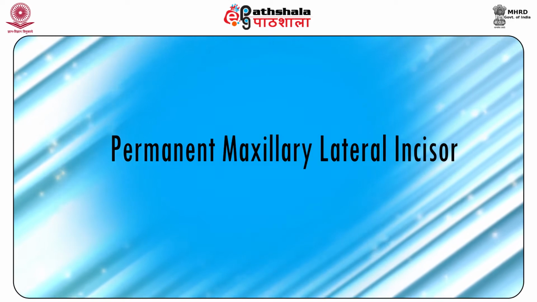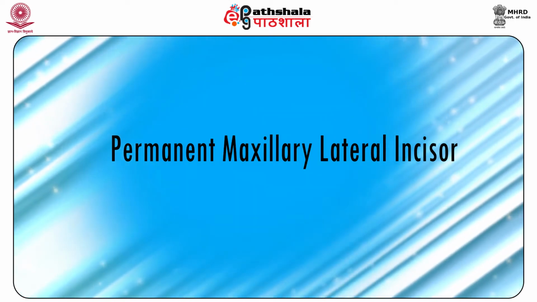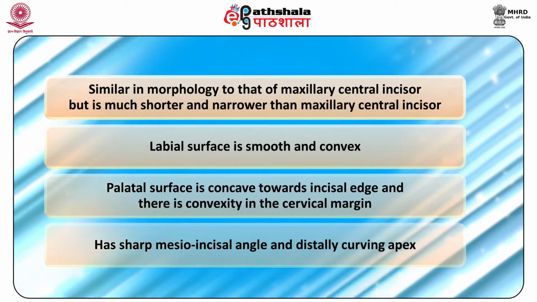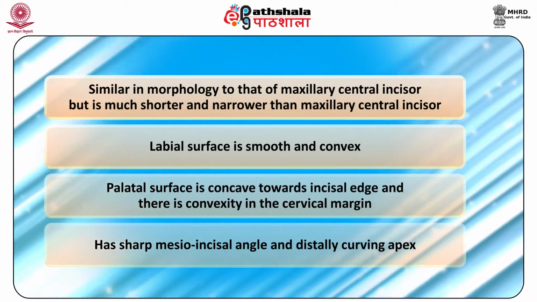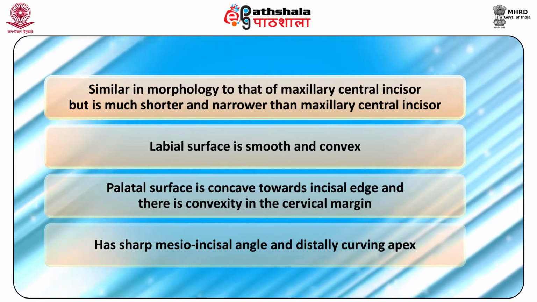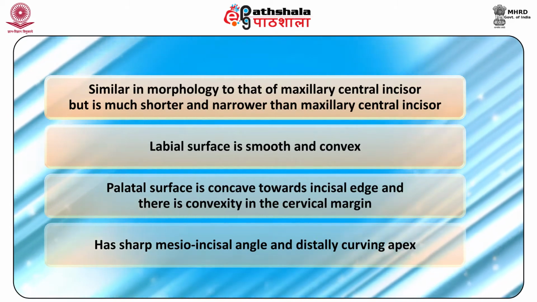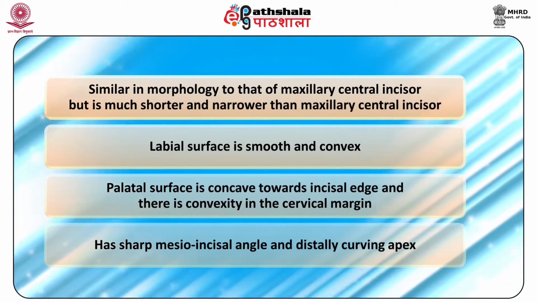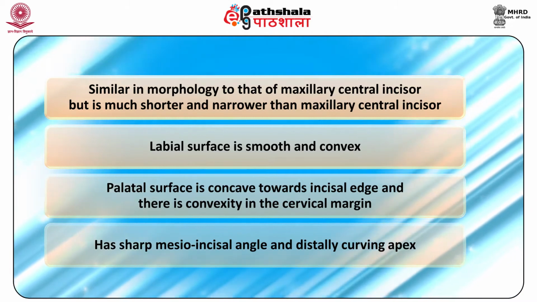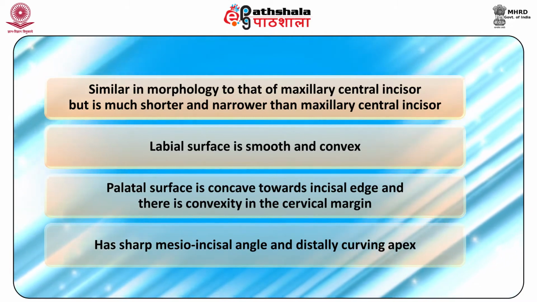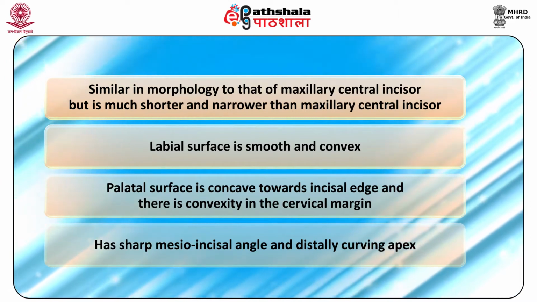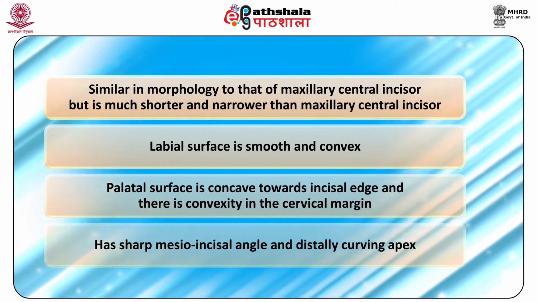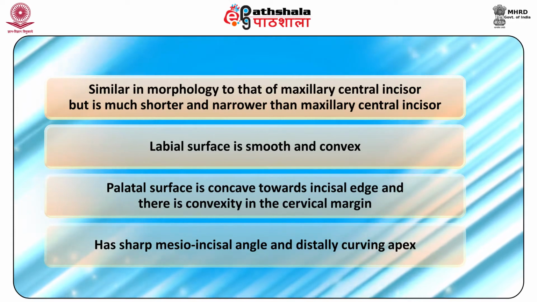The permanent maxillary lateral incisor. This tooth is similar in morphology to that of the maxillary central incisor, but is much shorter and narrower than the maxillary central incisor. The labial surface is smooth and convex. The palatal surface is concave towards the incisal edge and there is convexity in the cervical margin. It has a sharp mesioincisal angle and a distally curving apex.